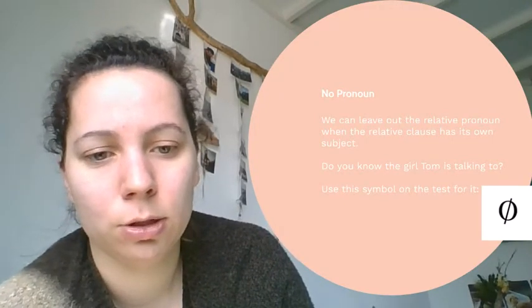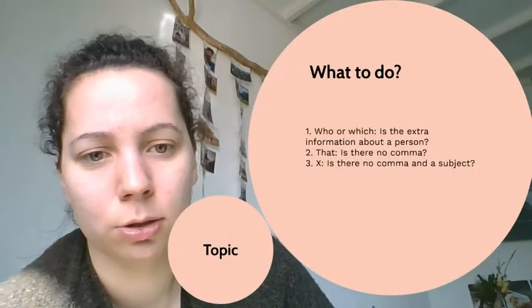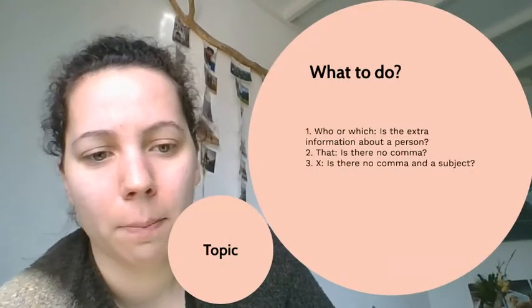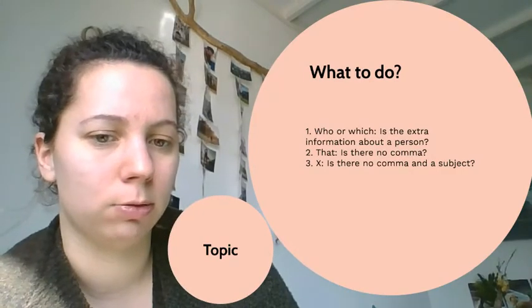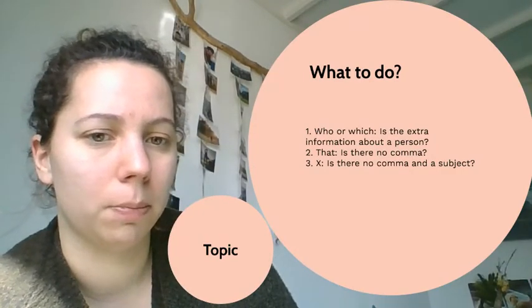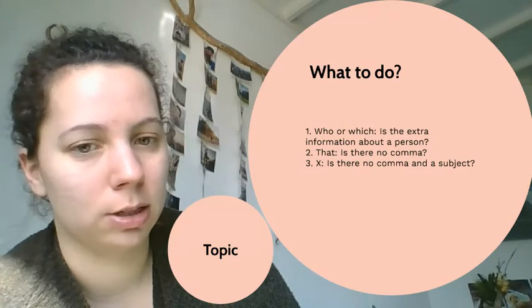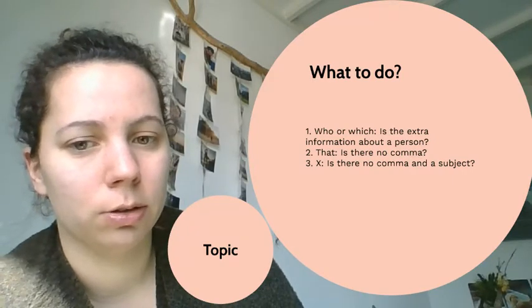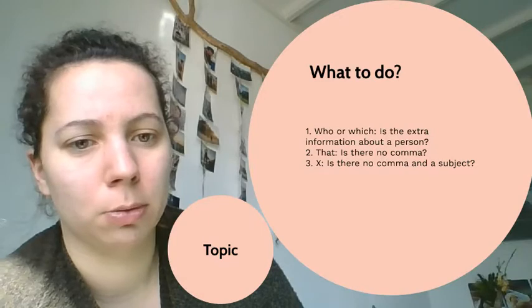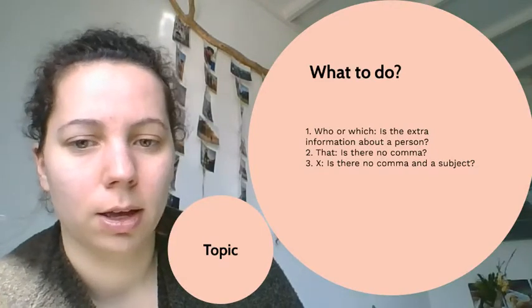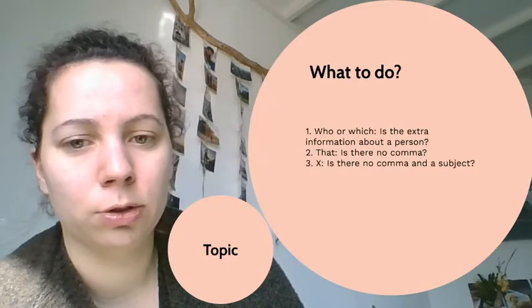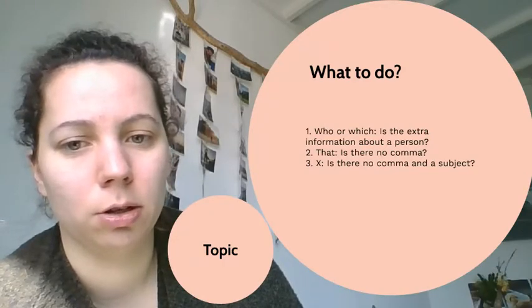Okay, it's time to do some practice and put all of this to some good use. How do you do this? Well, if you need to do an exercise with a relative pronoun, then there's basically 3 steps you need to take. First of all, check if the extra information is about a person or not, and then choose who or which. Second of all, check if there is a comma around the extra information. If there is no comma, choose that as well.